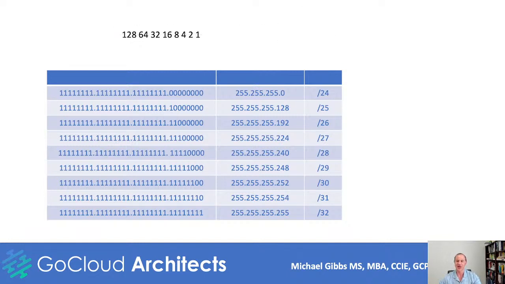So I would say, unless you're a routing and switching person, you're never going to use anything smaller than a /30. A /30 is used on a wide area network, point-to-point link.